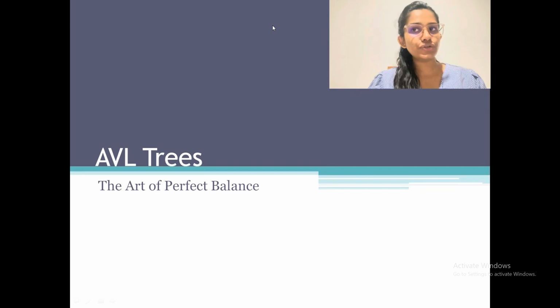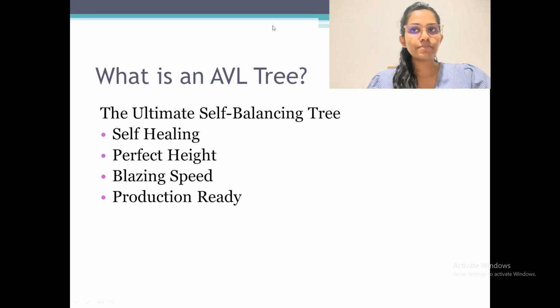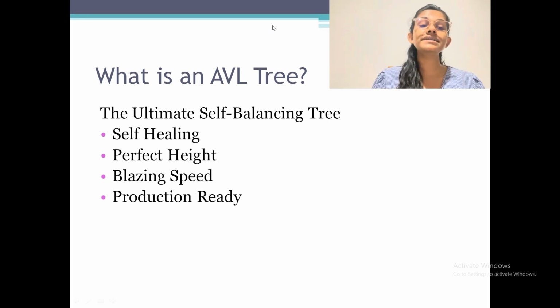What is an AVL tree? First, let's establish what an AVL tree actually is. AVL stands for Adelson-Velsky and Landis, named after the two Soviet mathematicians who invented this data structure in 1962. An AVL tree is a self-balancing binary search tree, and that's the key point. It's self-balancing. Now, you might be wondering, why do we need a self-balancing tree?